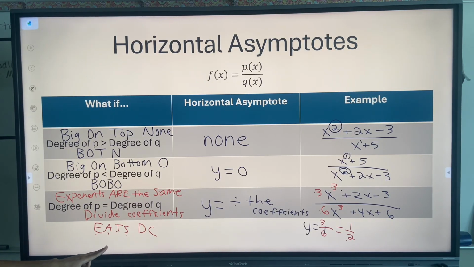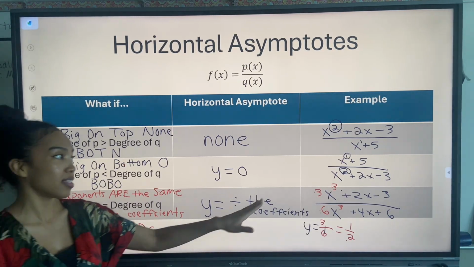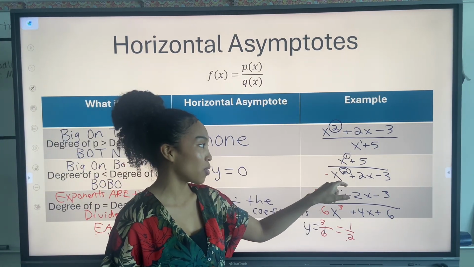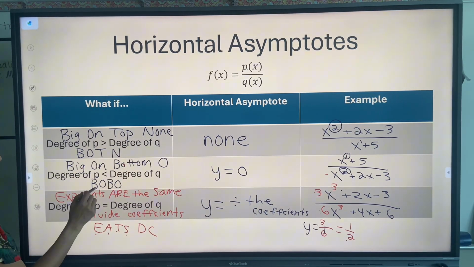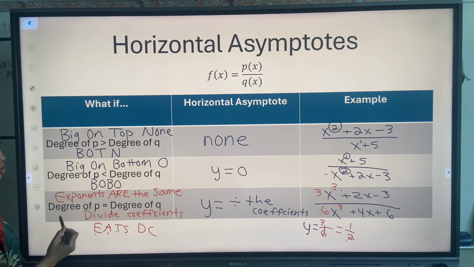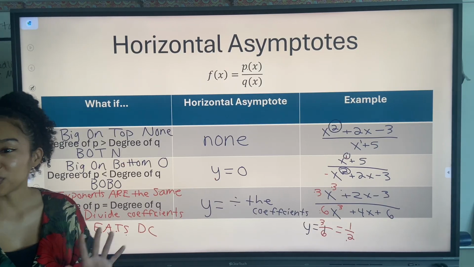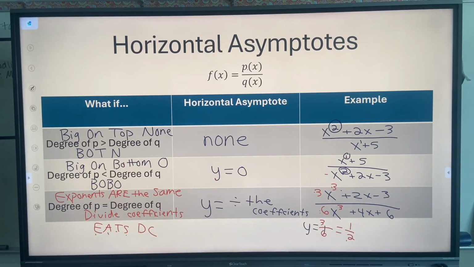Okay? If it's big on the bottom, like this example, you have a 2 on the bottom and a 1 on the top. So your answer was 0. Big on bottom, 0. Bobo. Whatever acronym you want to use. You can come up with your own.